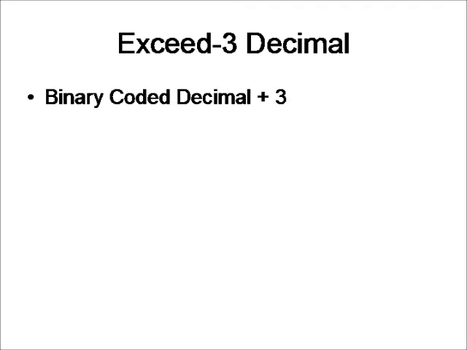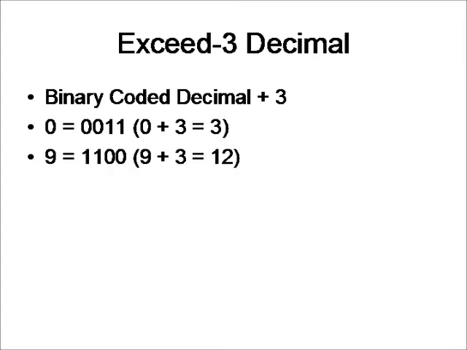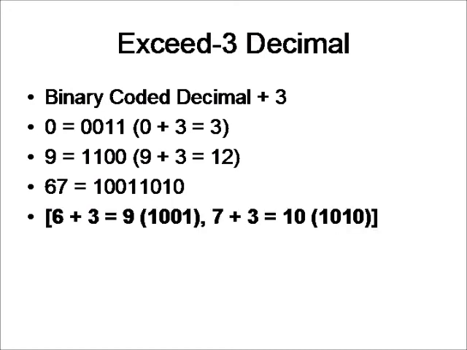It's called the excess-3 decimal, which is basically just the binary coded decimal plus 3. So your minimum digit 0 is 0011, and your maximum digit is 9, which is 1100. If you coded 67 in this one, all you have to do is simply code the 6 first, which is 1001, and then the 7, which is 1010, like so.